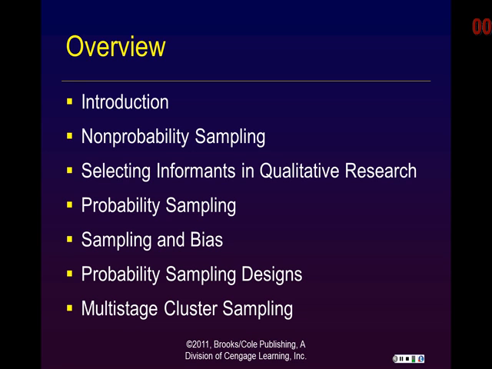We'll take a look at non-probability sampling, the process of selecting informants in qualitative research, talk a bit about probability sampling, discuss sampling biases, and solutions to minimize problems with sampling.